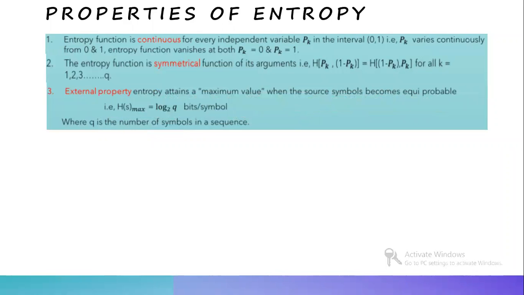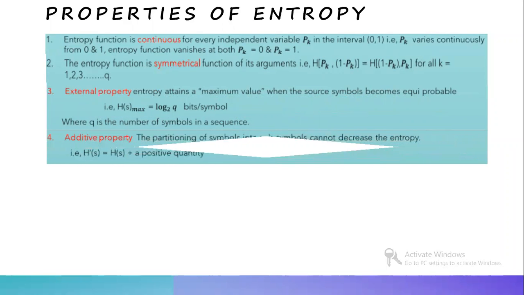What do you mean by extremal property? Entropy attains a maximum value when the source symbols become equiprobable. That is, H(S)max equals log q to the base 2 bits per symbol, where q is the number of symbols in a sequence. This is the extremal property. The fourth property is the additive property.